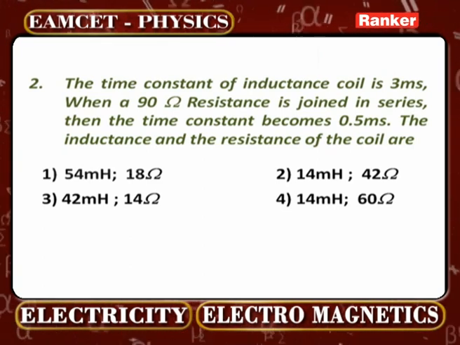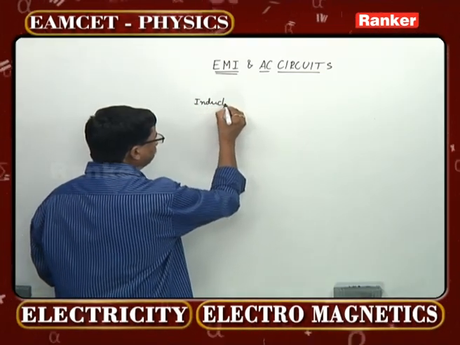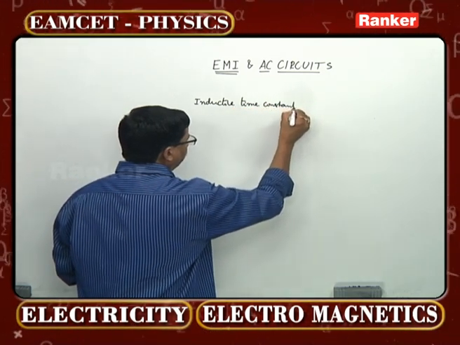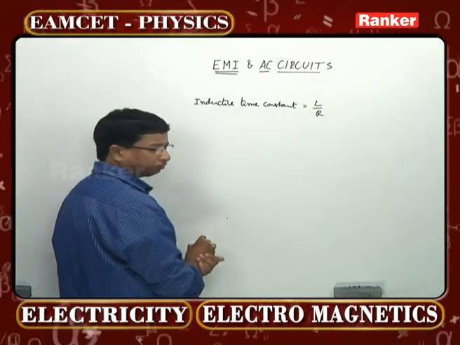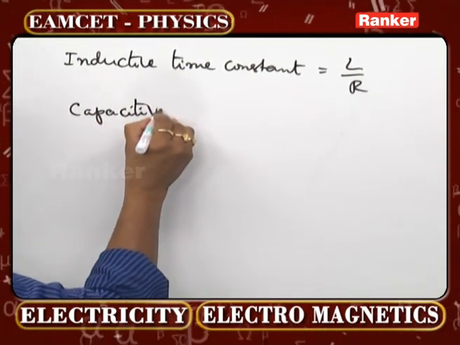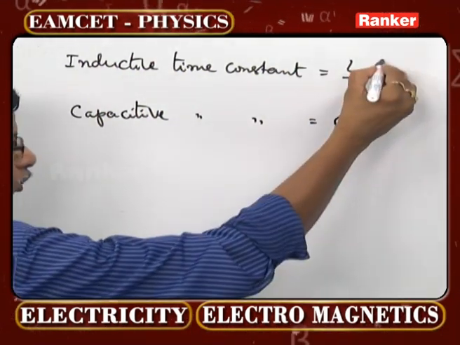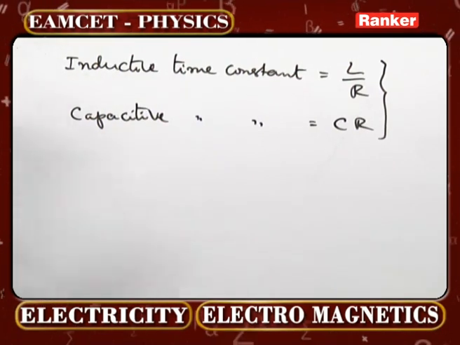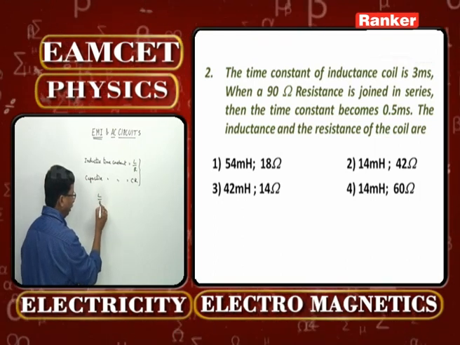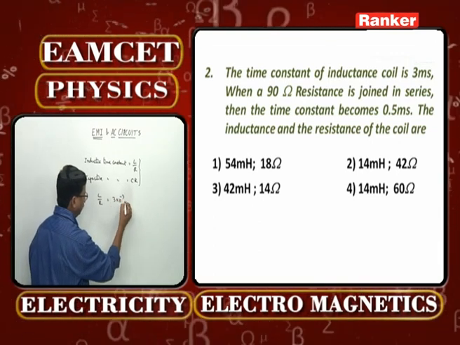For time constant, you should remember two things here. First one is the inductive time constant, which we call L by R. And the second one is the capacitive time constant, which of course we write as CR. So these two formulae you have to remember generally. Now in this particular question, he is talking about the inductive time constant. L by R is given as 3 millisecond, 3 into 10 power minus 3 second.